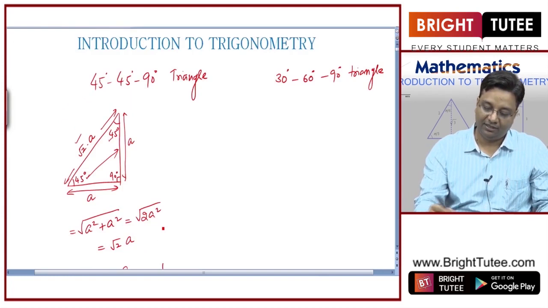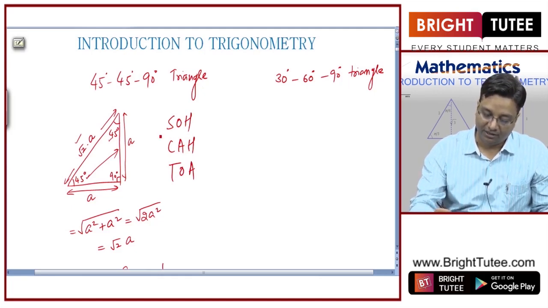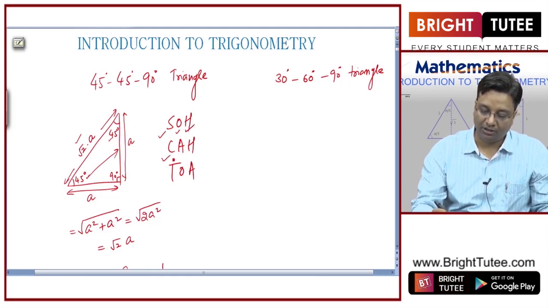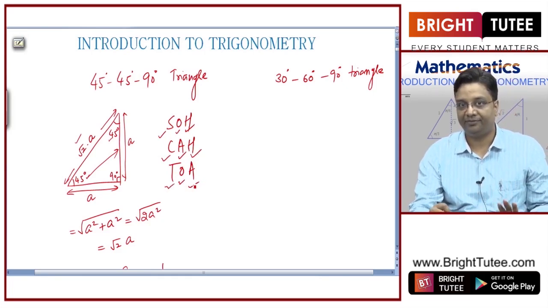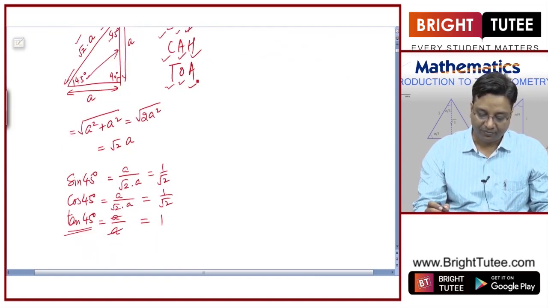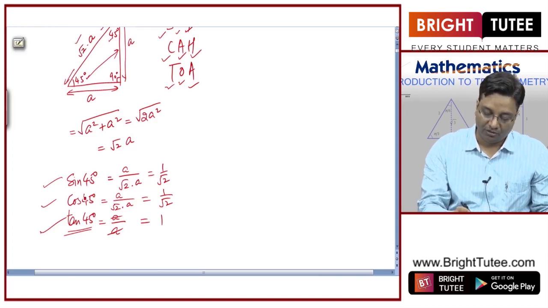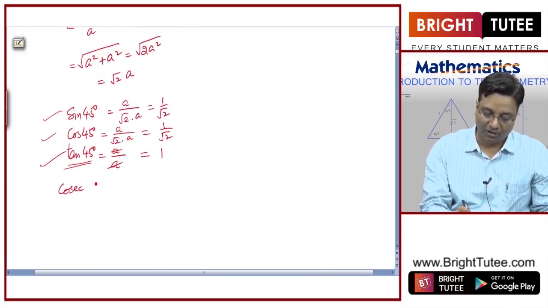What I am using here is your previous knowledge of SOHCAHTOA. This we discussed in previous lectures. Sin is opposite by hypotenuse, cos is adjacent side by hypotenuse, tan is opposite side by adjacent side, right? So, in the 45, 45, 90 triangle, we have obtained the trigonometric values of the 45 degree angle. So, you can easily comment on cosecant 45, secant 45 and cot 45.